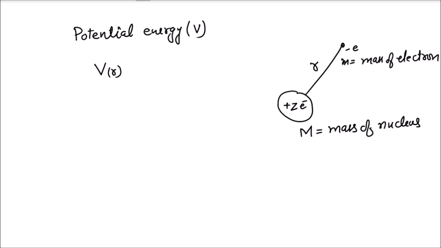So potential energy is equal to minus Z e square divided by 4 pi epsilon naught into R. R is the distance between the charged particles, that is one nucleus and other electron, and epsilon naught is the permittivity of the free space. And Z is the charge number of the nucleus, Ze is the charge on the nucleus.